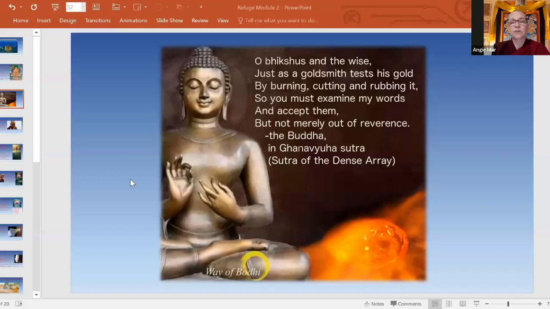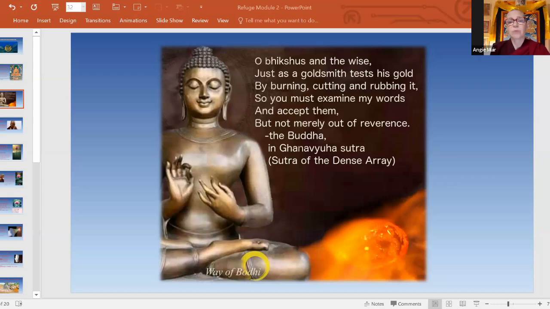I'll share my PowerPoint again. This is how we develop faith. The Buddha pointed this out in a sutra. He said, O bhikshus and the wise, just as a goldsmith tests his gold by burning, cutting, and rubbing it, so you must examine my words and accept them, not merely out of reverence, but through a deep investigation.